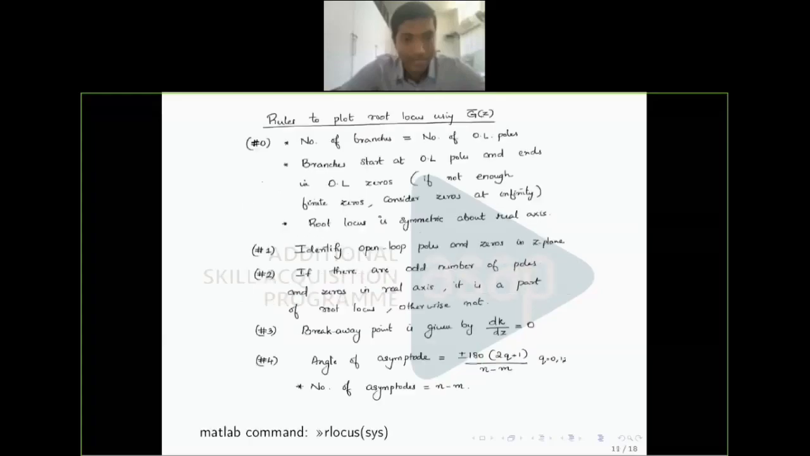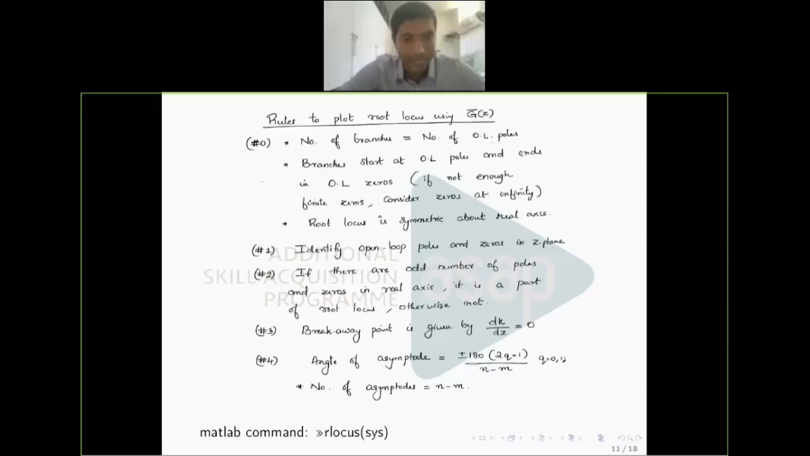There are certain rules. I'll just brief those rules. So the first rule, which is the zeroth rule, is something that you need to bear in mind. The number of branches of the root locus plot is equal to the number of open loop poles. So what are open loop poles? Open loop poles are poles of G bar Z. So if you have G bar Z, you can get the open loop poles, and from that you can obtain the number of branches.